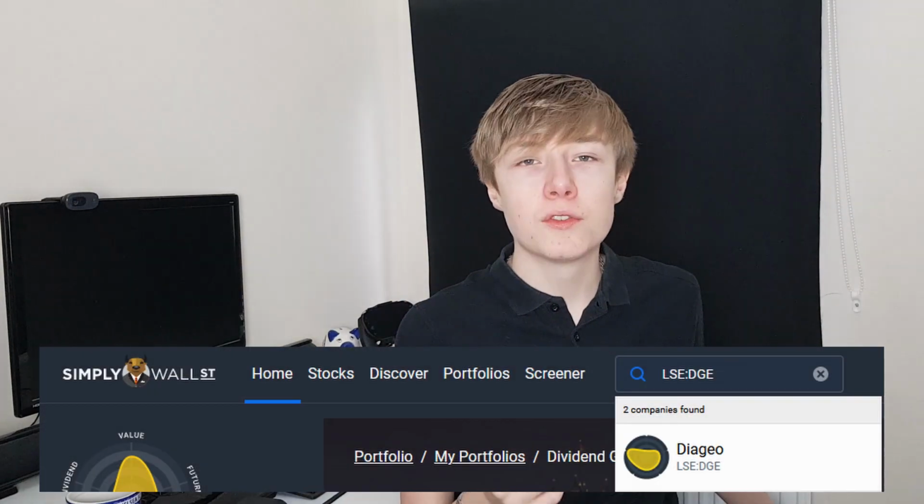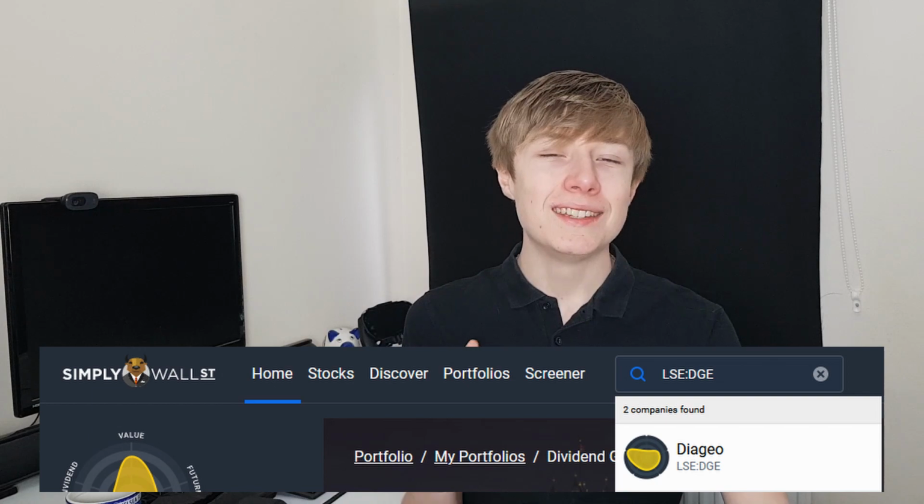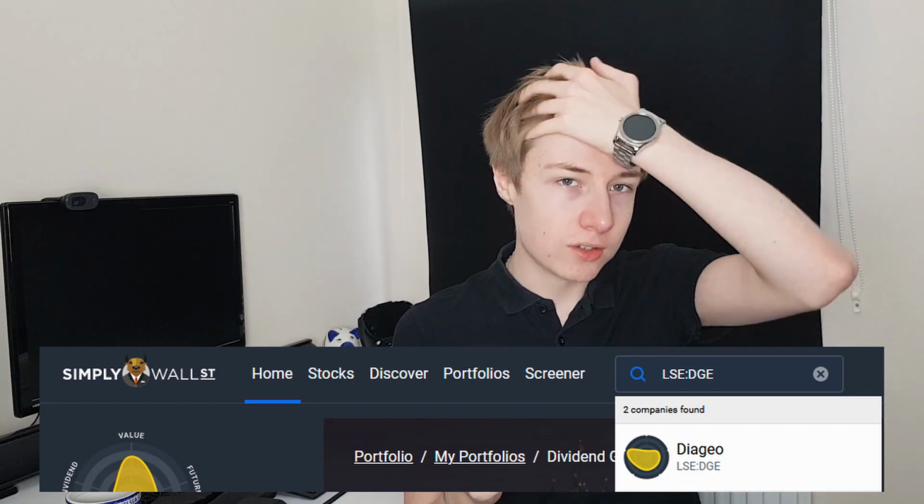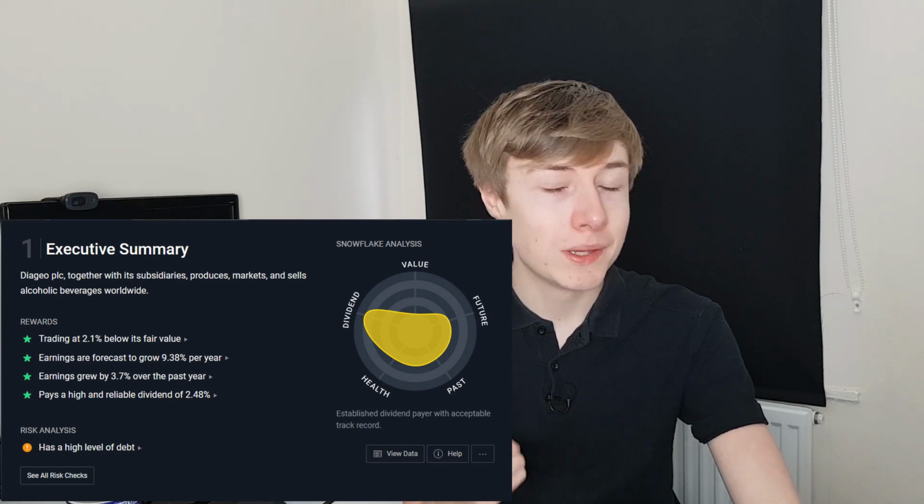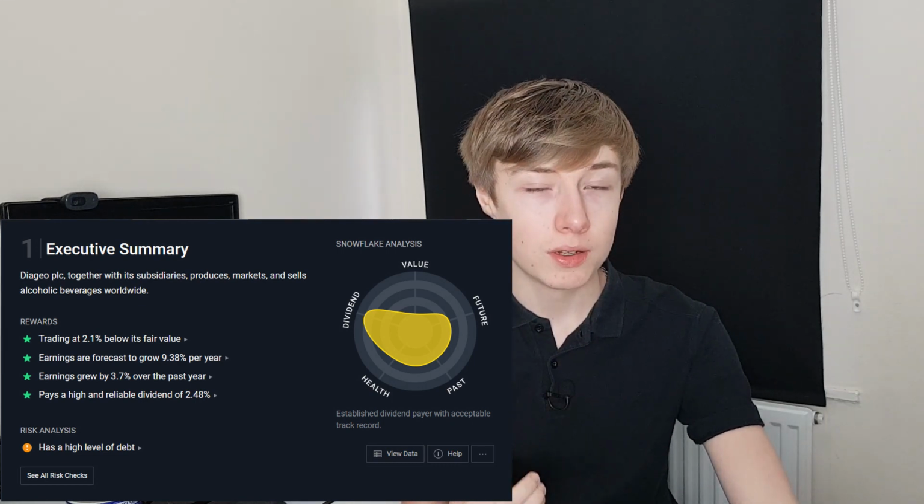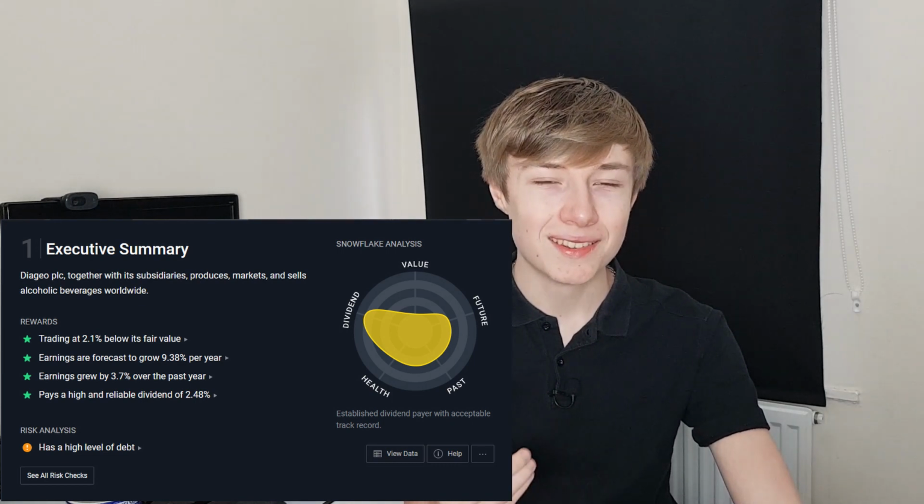That trial plan then expired and I'm just a free user, which means you can access 10 detailed reports of different companies each month. So then I search for LSE: DGE, which is London Stock Exchange Diageo. Now I'm showing the summary page and it reads that Diageo PLC, together with its subsidiaries, produces, markets and sells alcohol or beverages worldwide.